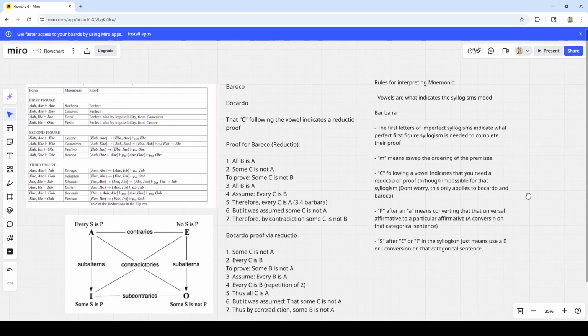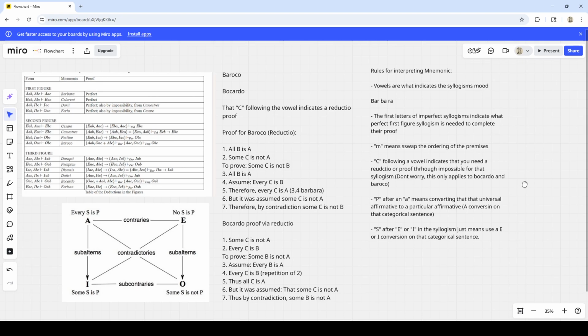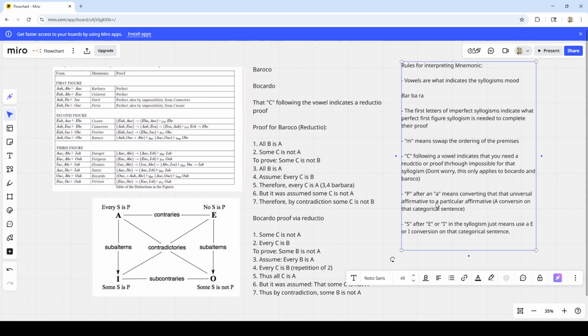And so that is just how you would get an outline of the general proofs. Make sure you use these rules to prove syllogisms. These are very useful. And that is how you interpret the Latin mnemonics and prove them.